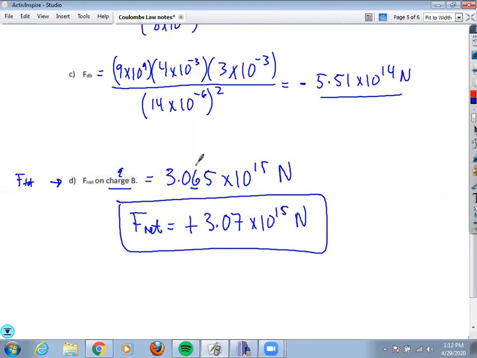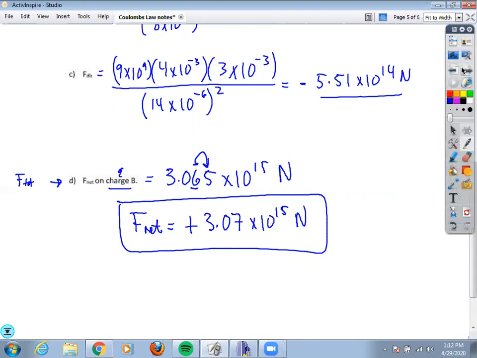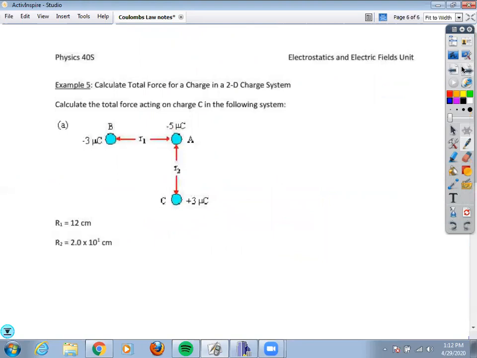Remember the rounding? An even number followed by a 5, you round down. If it's odd followed by a 5, you round up. So the answer is 3.07 times 10 to the 15 newtons, and it's to the right, obviously, the positive direction. So that is the vector nature of Coulomb's law. And so it should be no surprise that we can do two-dimensional. So this would just be, again, adding 2D vectors.